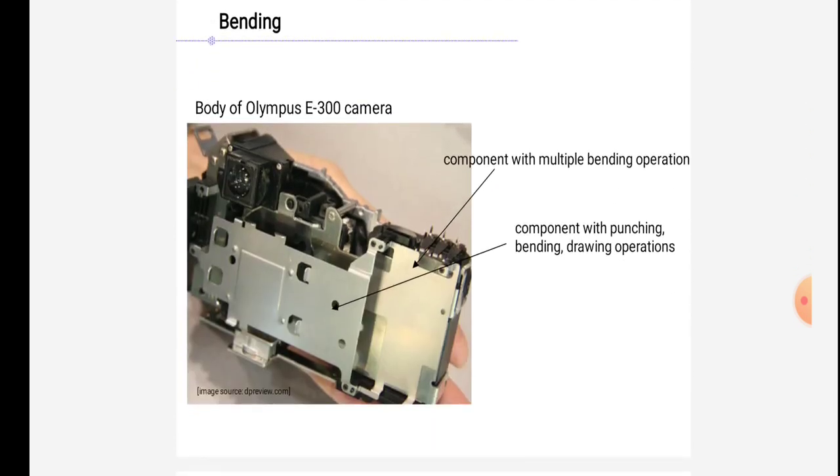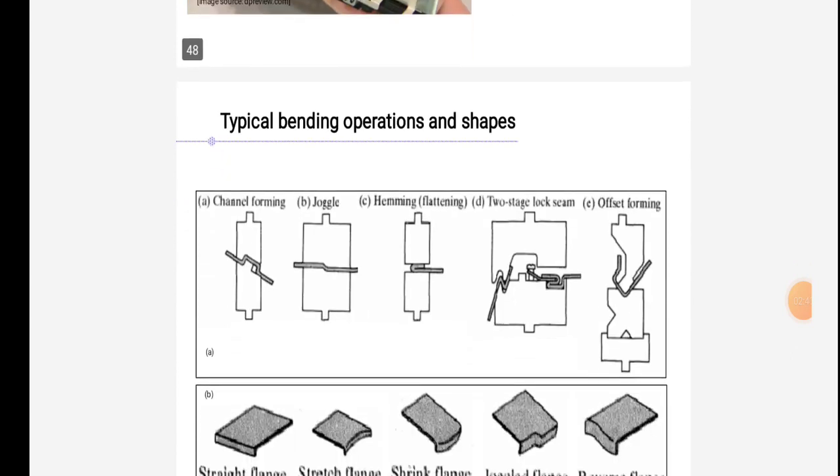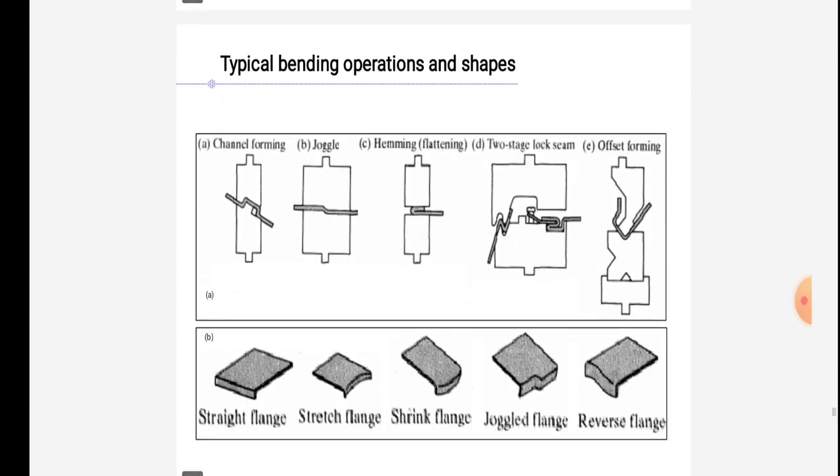Body of Olympus E300 camera. Component with multiple bending operations. Component with punching, bending, drawing operations. Typical bending operations and shapes.